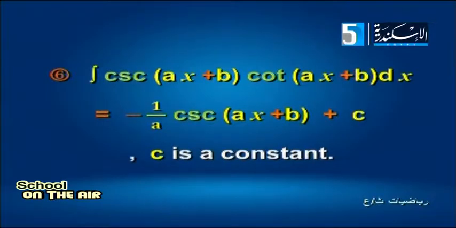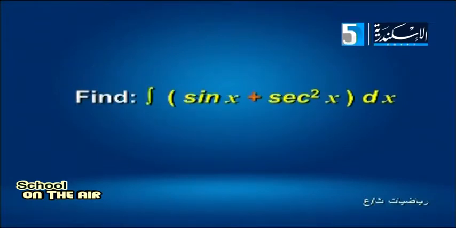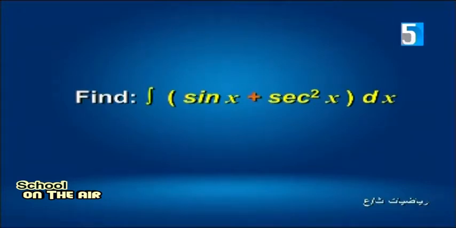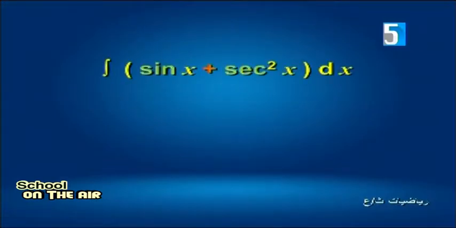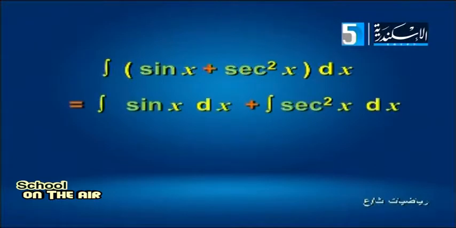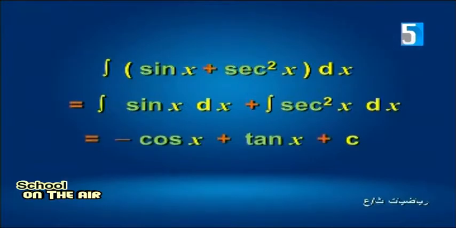Now let's start with the first example. Find integration sin x plus sec power 2 x dx. Integration sin x plus sec power 2 x dx equals integration sin x dx plus integration sec power 2 x dx. The integration of sin x is negative cosine x plus integration sec power 2x dx equals tan x plus the constant c.